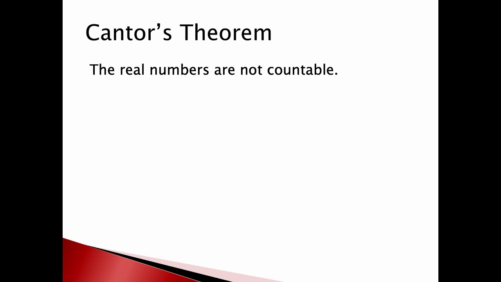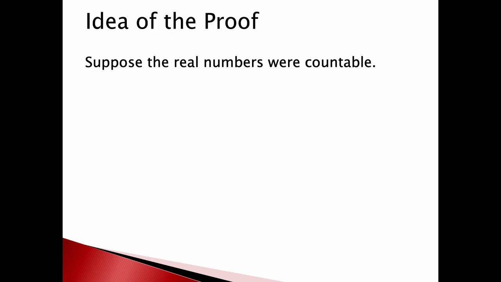Okay, so how does the proof go? I'm going to give you the idea of the proof first, and then we'll write down something that's a much more formal kind of proof. I'm going to do a proof by contradiction, by the way. So how does a proof by contradiction work? We suppose that the theorem is false, and we work until we get a contradiction. So I'm going to suppose that the real numbers are countable.